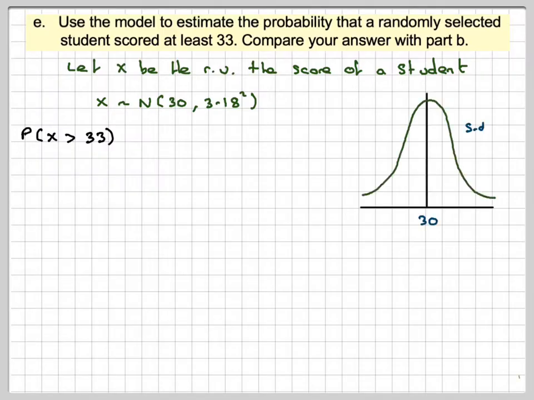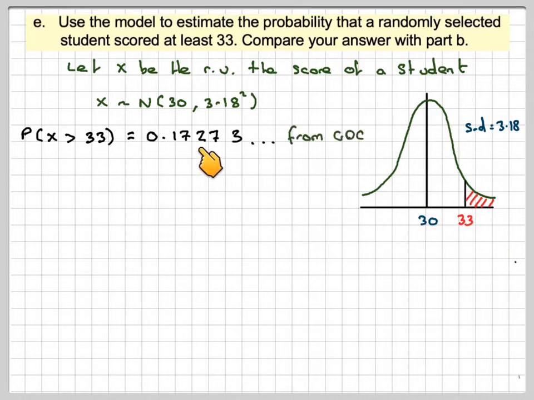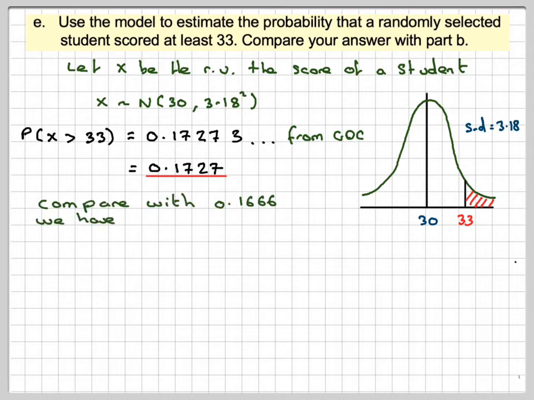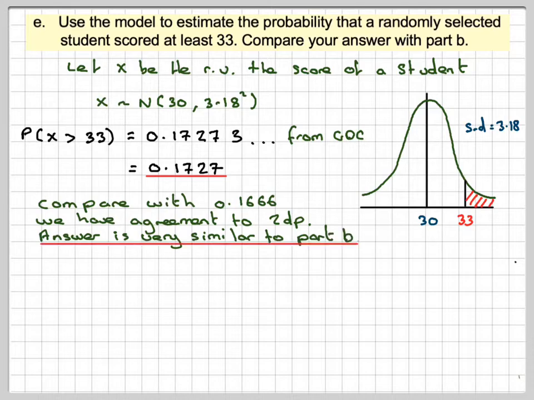I like to draw a little diagram to show it. So this area here is 0.1727 from the GDC. If we compare that with our answer to part B, which is 0.166, we have agreement to 2 decimal places, so it's fairly similar. It's very similar to part B.